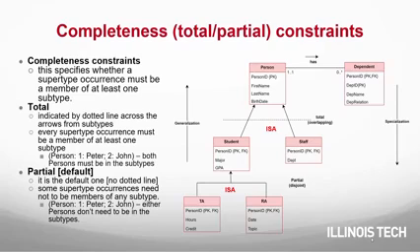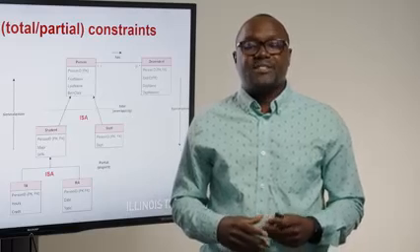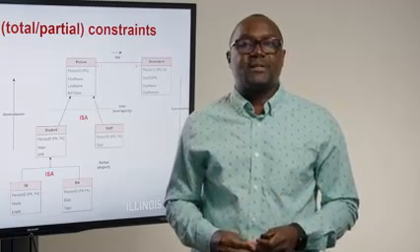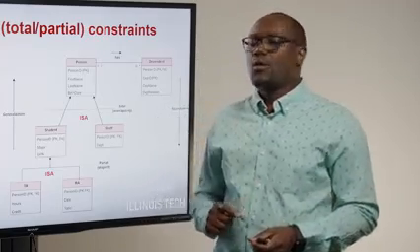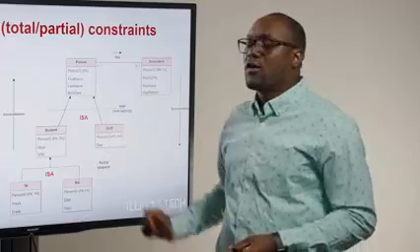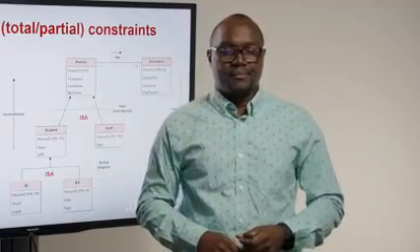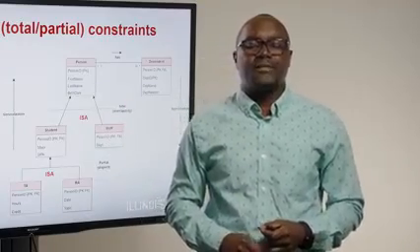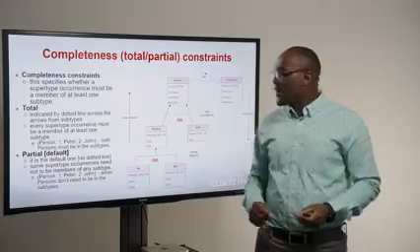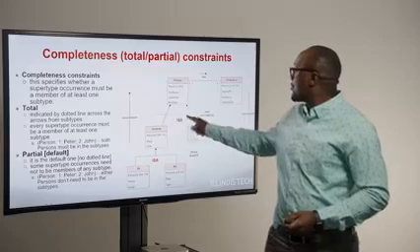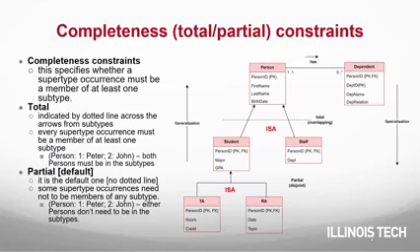Completeness constraint that involves total and partial. Completeness constraints specify whether a supertype occurrence is a member of at least any of the subtypes. Total completeness is indicated by dotted lines cutting across the arrows from the subtypes. Every occurrence must be a member of at least one.